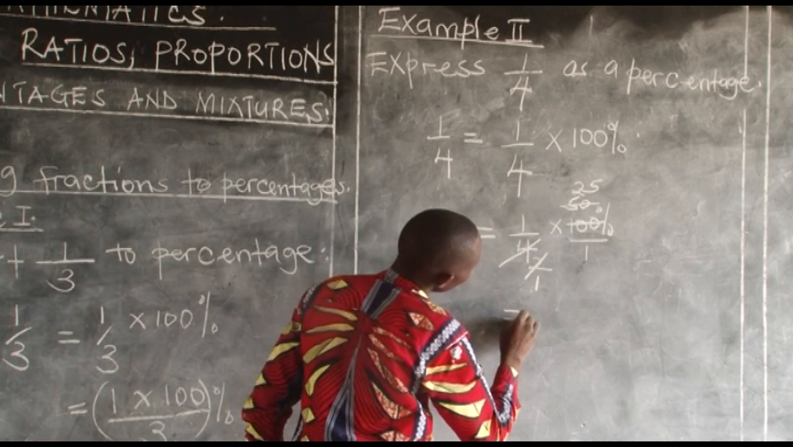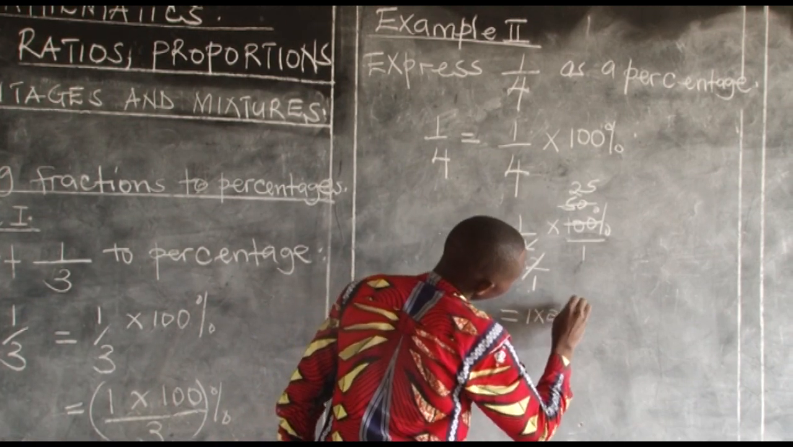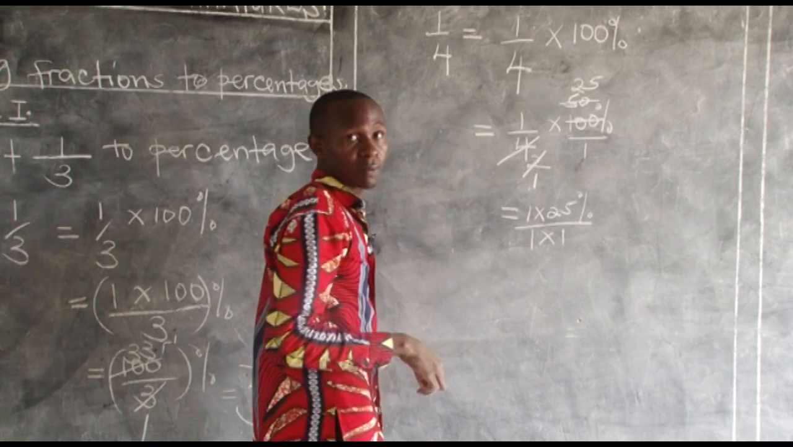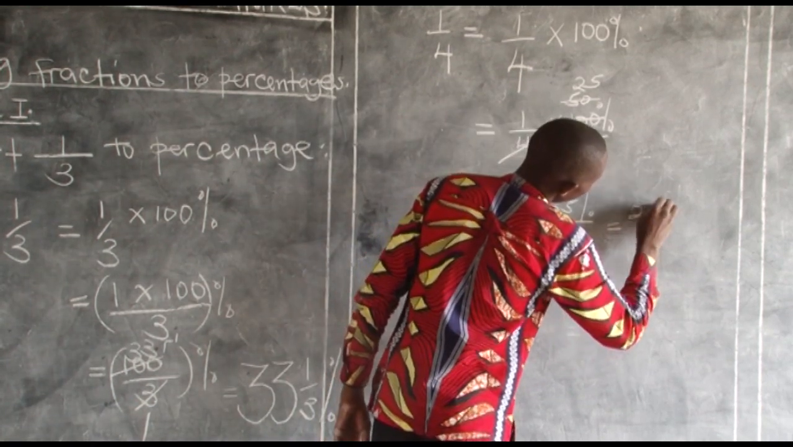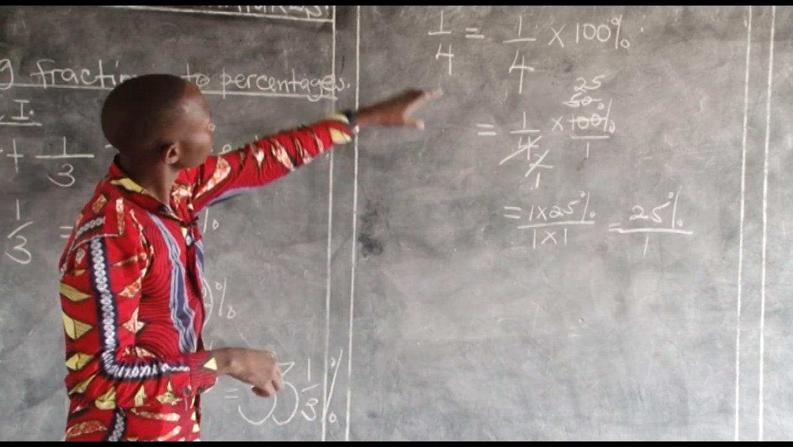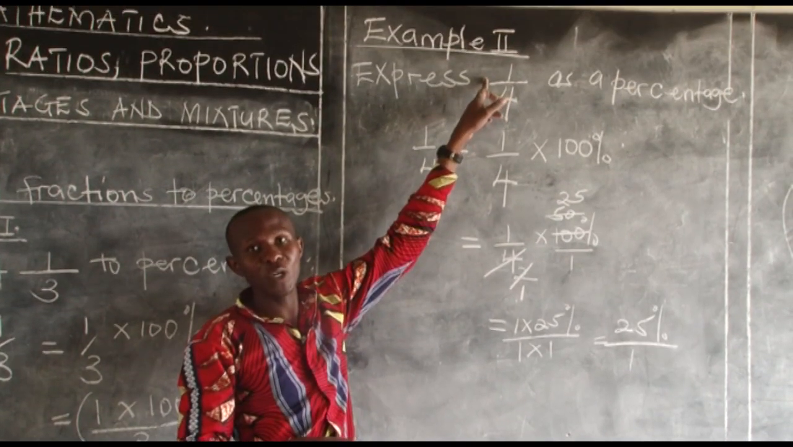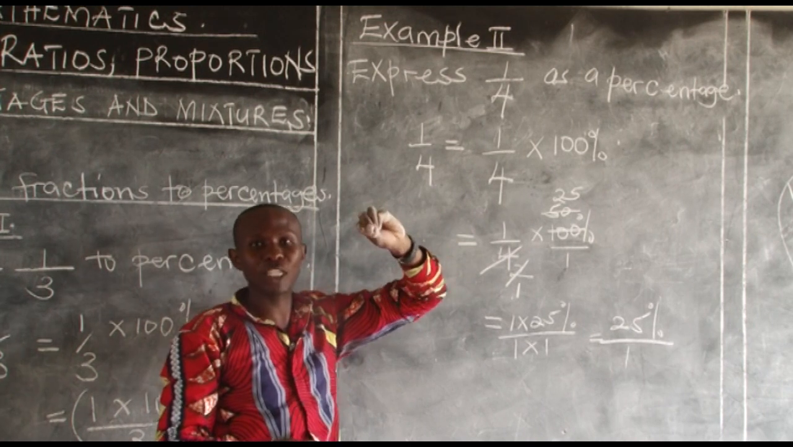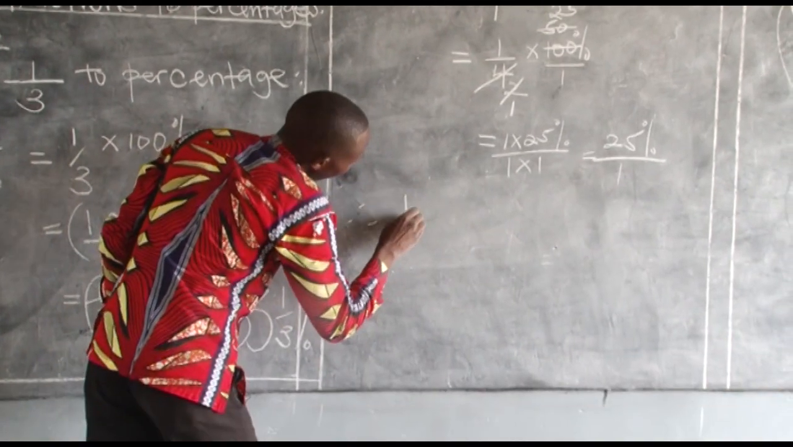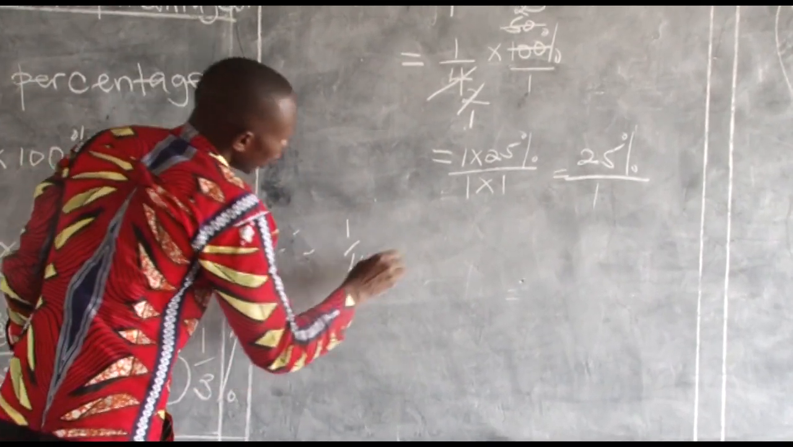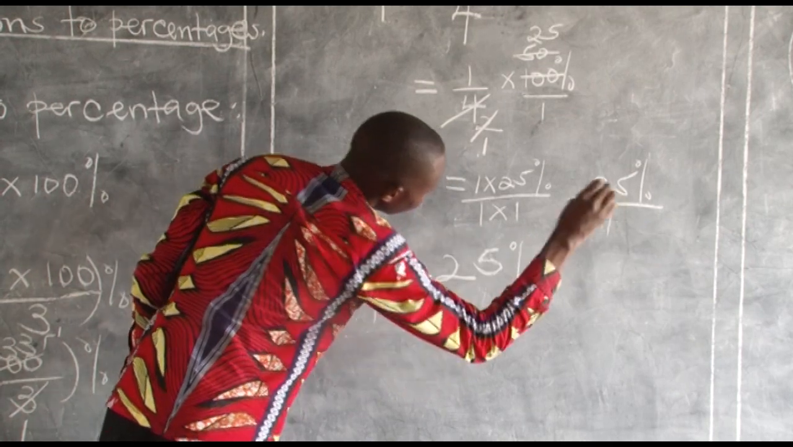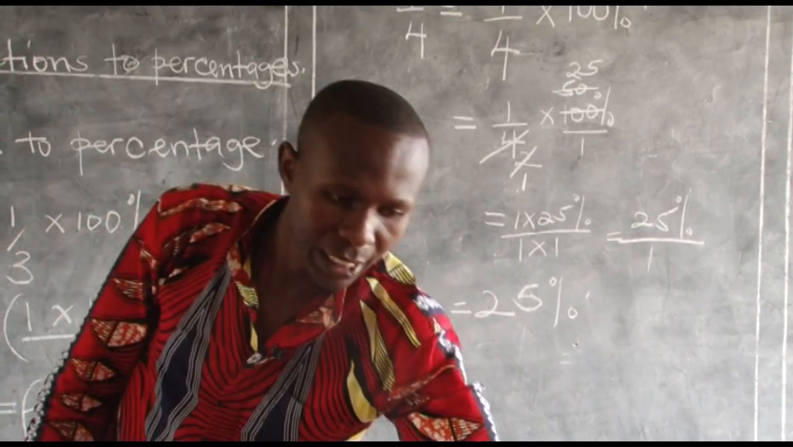Now, we are having 1 times 25% out of 1 times 1. Which will finally give us 25% out of 1. Then, I'll come and look at my question, which is 1 out of 4, the fraction they wanted us to change into a percentage. I'll come here and say, therefore, 1 out of 4 is equivalent to 25%.